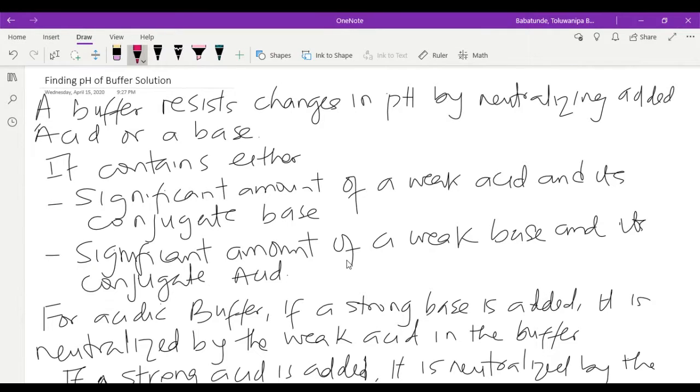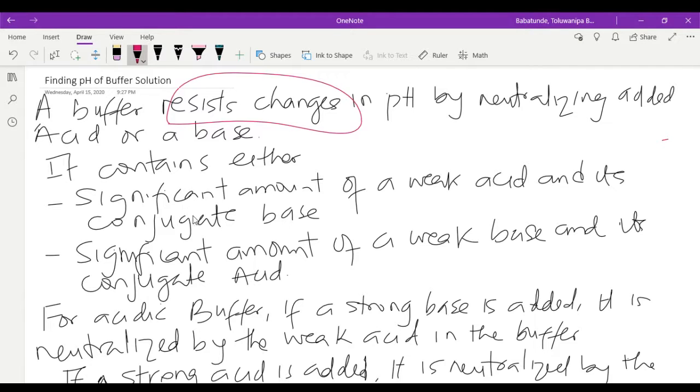Okay, so in this lecture, we're going to talk about the pH of buffer solution. So, what is a buffer solution? A buffer solution is a solution that resists changes in pH by neutralizing added acid or a base. So, they resist changes in the pH.